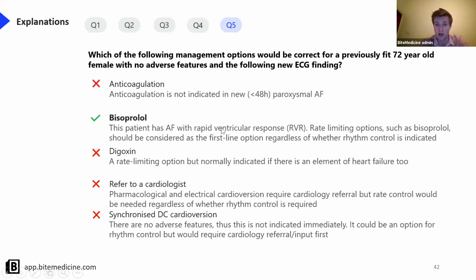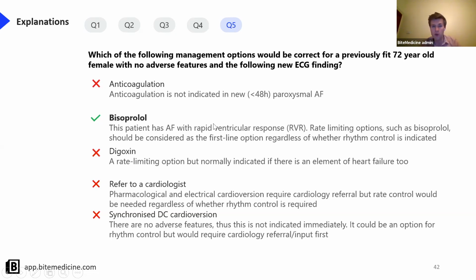Given that they've got rapid ventricular response, you're going to want to rate limit them for the most part. And one of the first line options you should think about is bisoprolol. Digoxin is also an option, but you tend to use that as first line if there's an element of heart failure, because it has not only a negative chronotropic effect, but also a positive inotropic effect.